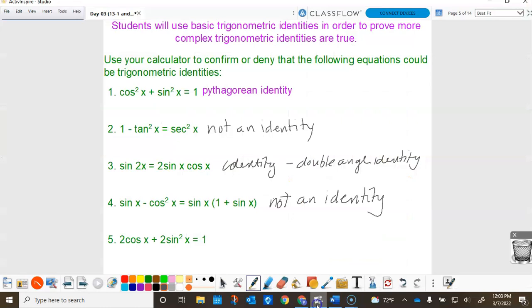So that's the very first thing that we've got to be able to do: we've got to be able to graph them and decide whether they're identities or not. And so what I'm going to ask you to do now is the next step in this learning path. I'm going to give you some equations, and I want you to graph them and decide if they're an identity or not an identity.